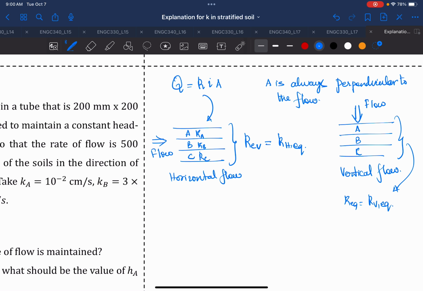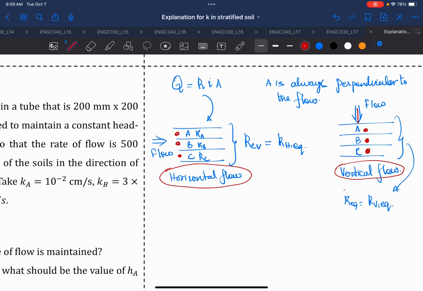Just think of it in this way: if the water has to flow through one layer at a time. For example, in this case, you'll see that the flow will reach soil A, and then after reaching soil A, it'll reach soil B, and then after reaching soil B, it will reach soil C. So that means it has to reach one at a time. So your flow is perpendicular to the layer, and that will be your vertical flow. But if the flow reaches A, B, and C all at the same time, that means that your flow is parallel to the layer. So that will be your horizontal flow.